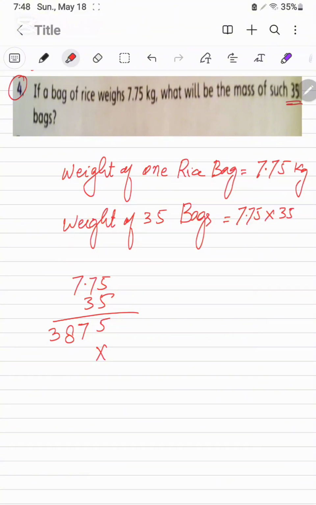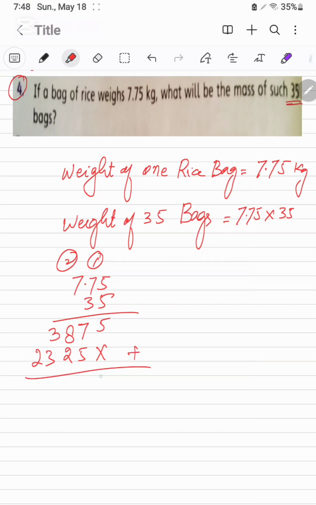Now we are going to multiply with 3. 3 5s are 15. 1 carry here. 3 7s are 21 plus 2 it is 22. 2 will be here and 7 3s are 21 plus 2 23.